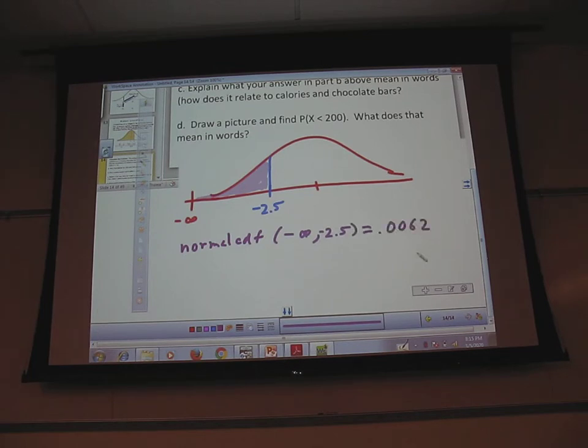Great. So everyone take 15 seconds with your neighbors and figure out what does that mean in words. Use your words. What does that mean? 0.06%. You better use the words calories and chocolate bars.